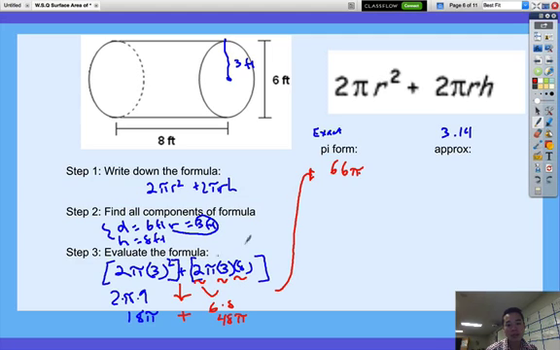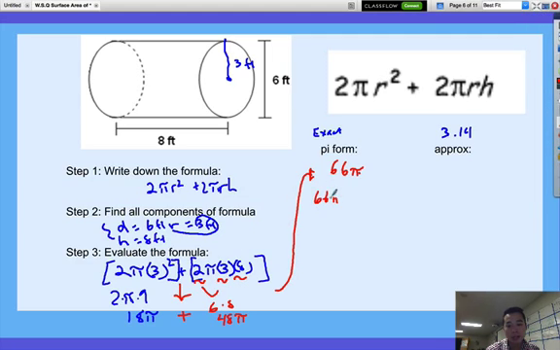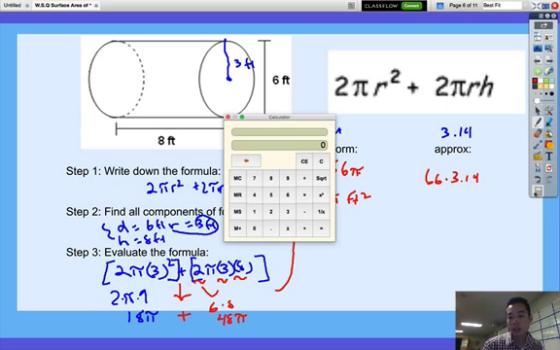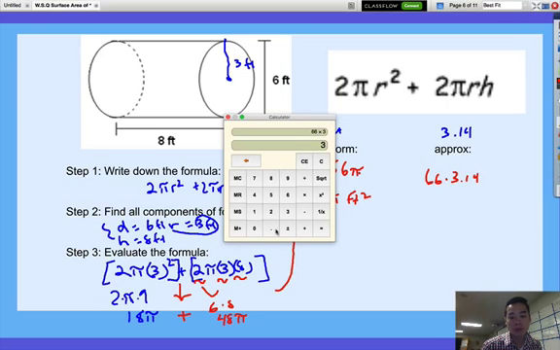And since I'm finding area, it should be 66 pi feet squared. Surface area squared. Okay. And now from here, I can get my approximation form by replacing pi with 3.14. So I go 66 times 3.14. Surface area is approximately, since we're doing approximation because we use 3.14, 207.24 feet squared.